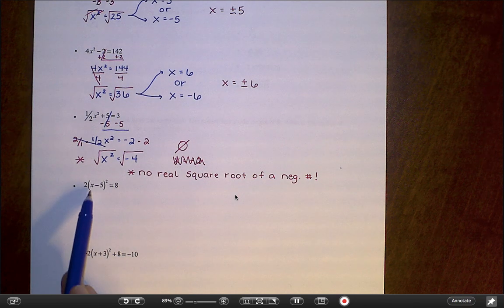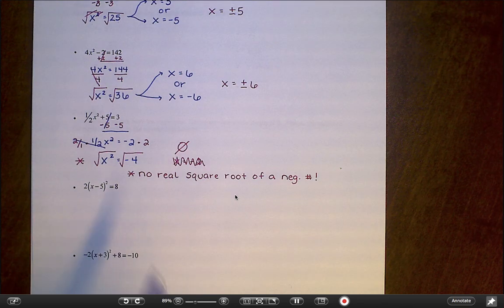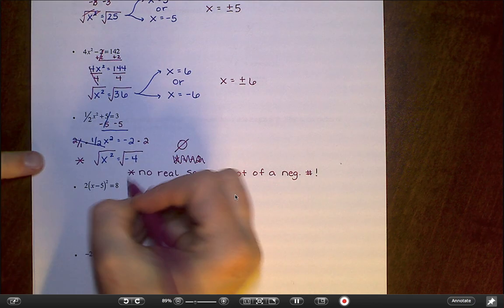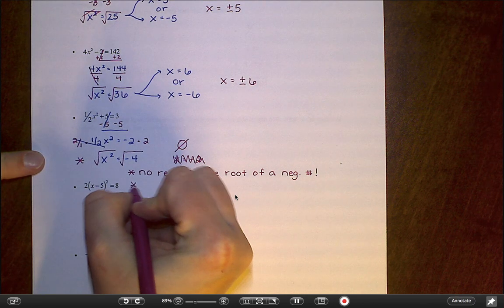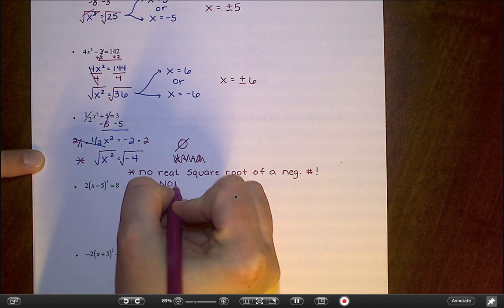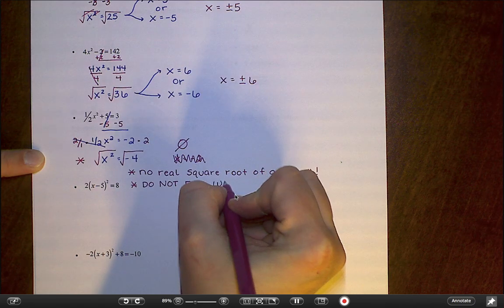We're trying to dig this x out of here. So if I FOIL, that's going to expand it and make it larger and messier, and I'm not going to be able to solve it. So do not FOIL in this situation. Let me put a note here that for these problems, do not FOIL when solving.